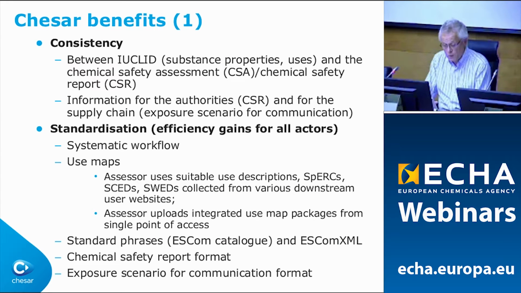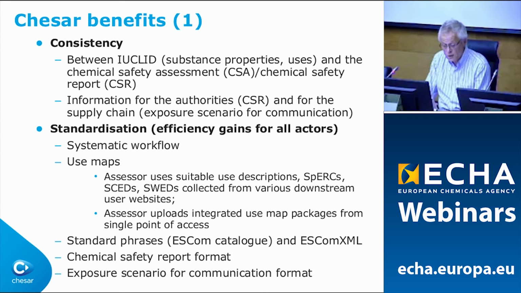And finally, I will now summarize a few benefits you can gain from Chesar. It's first of all consistency. That means Chesar supports consistency between the substance properties and the use descriptions in IUCLID, that means in the technical dossier, and the chemical safety assessment and the related chemical safety report. There's also another area of consistency: the consistency between the information that is sent to the authorities with the CSR or stored in the own documents, and the information that is communicated down the supply chain.